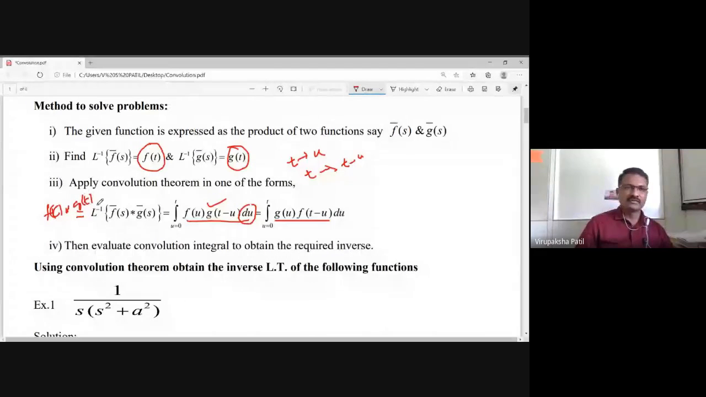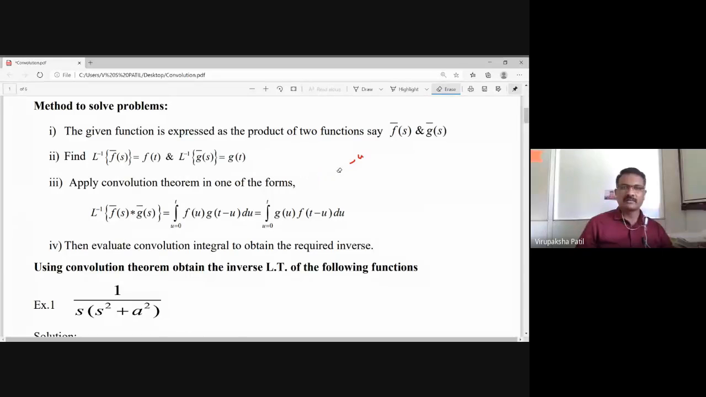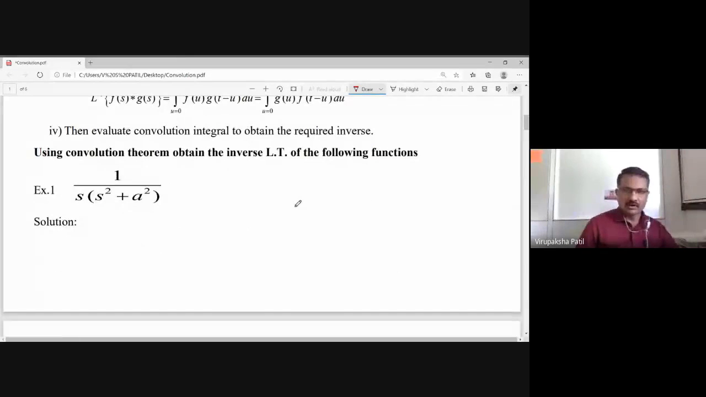Finding the inverse means finally this function is expressed in terms of t. So this is a product of two functions. Is that clear? Yes, sir. Okay, we'll take some important examples today. We'll conclude this with some important examples.